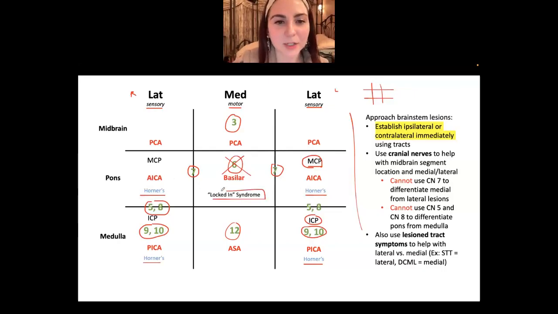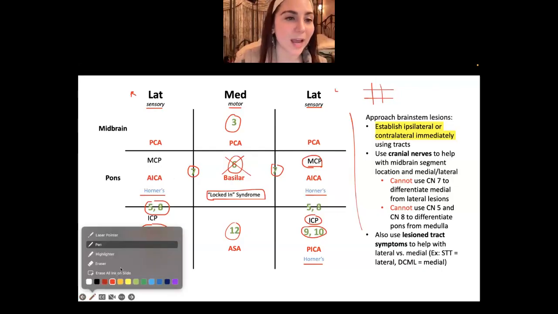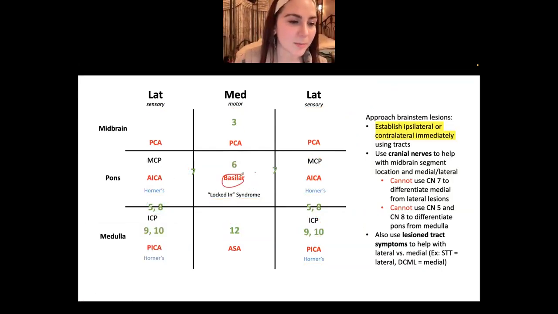And then finally, I drew locked-in syndrome. So locked-in syndrome is really weird. I didn't talk about it with Man in a Barrel, but locked-in syndrome is if you only have a basilar artery stroke. So if you only have a basilar artery stroke, all the symptoms are going to be you can't move any part of your body except your eyes. You can really only move your eyes, and you can't even abduct your eyes.